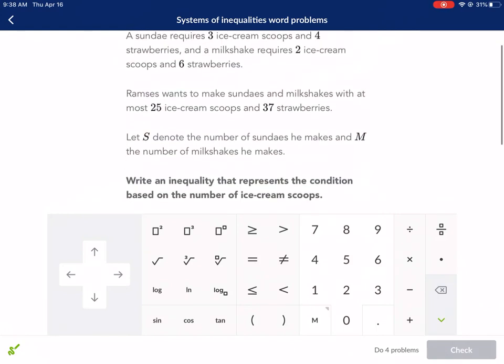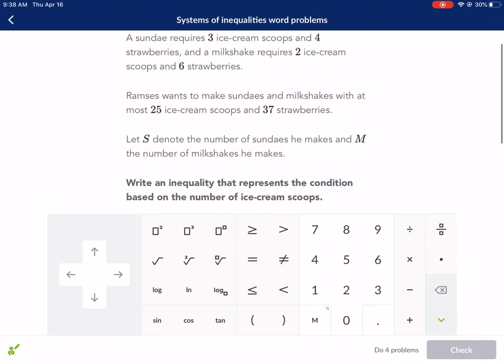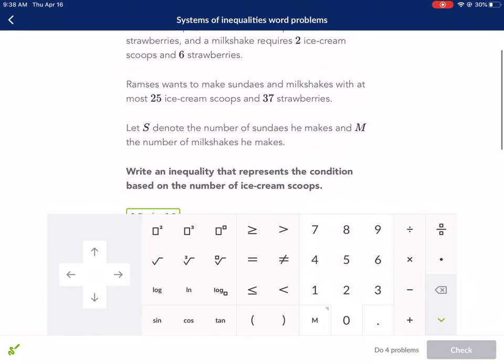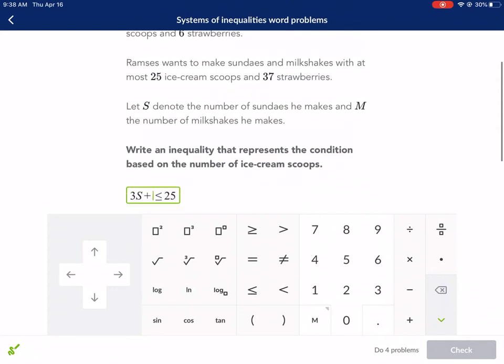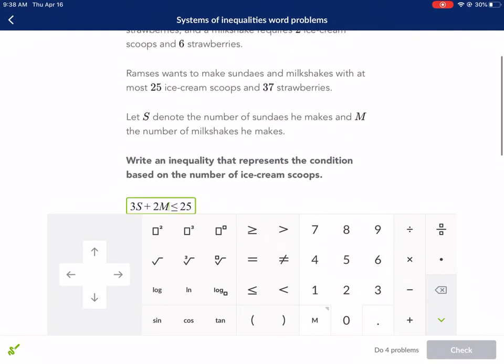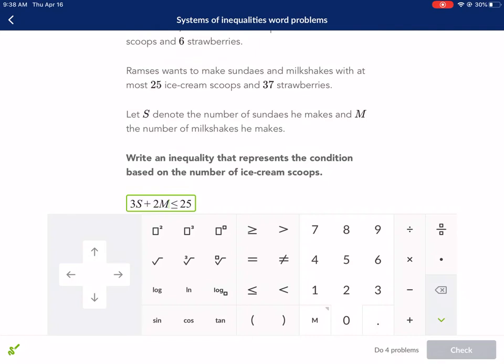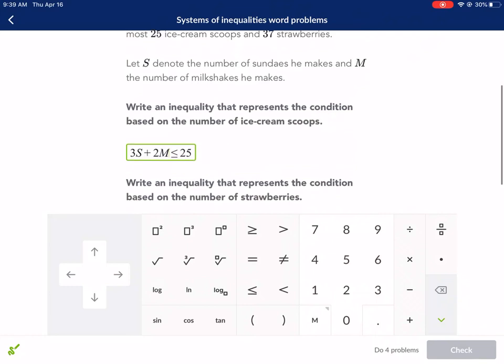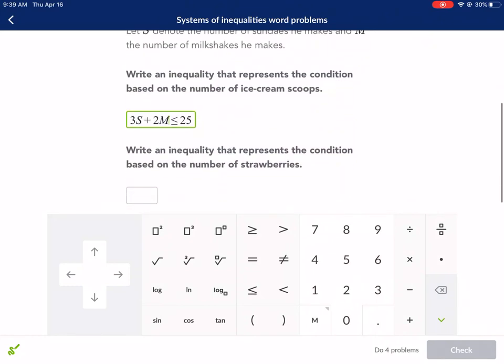Now, we're going to add this to the number of milkshakes. So how many scoops does a milkshake require? A milkshake requires 2 ice cream scoops. So we're going to put plus 2 and then M. So 3 scoops for the sundae, 2 scoops for the milkshake, and it has to be less than or equal to 25. It says at most 25 ice cream scoops, okay? So we're done with our first inequality.